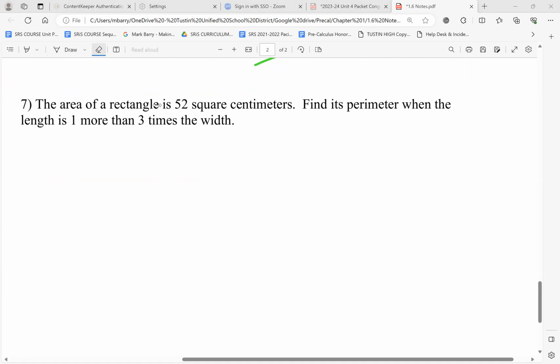So first of all, we'll start off. Let's draw our rectangle again. This one they say the area is 52. All right, and then once again they say that the width is some relationship to the length. So we're going to label one of these x. All right, and then the other one it says is 1 more than 3 times the width.